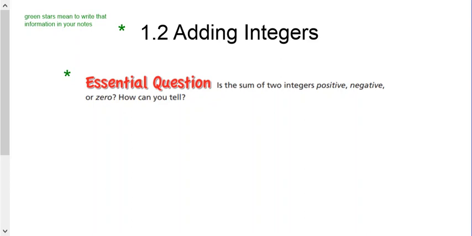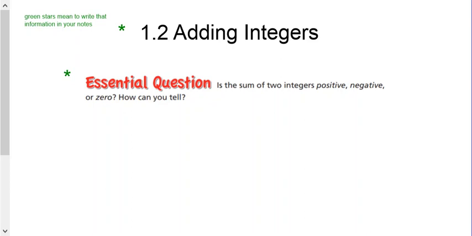Our essential question today is: is the sum of two integers positive, negative, or zero? How can you tell? Okay, and a reminder from yesterday, integers are whole numbers, positive or negative whole numbers. And today's lesson is all about adding integers. So adding means to combine. So we're going to be combining numbers. All right, go ahead and pause right now. Make sure you have this information written in your math notebook.